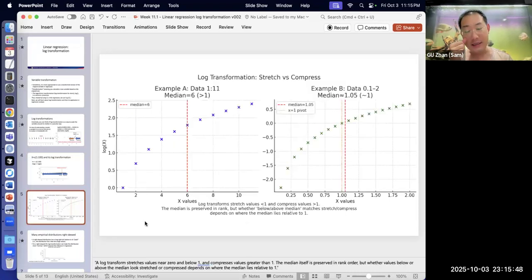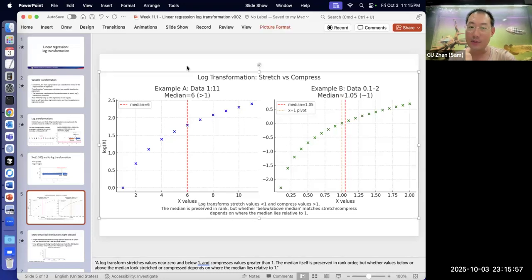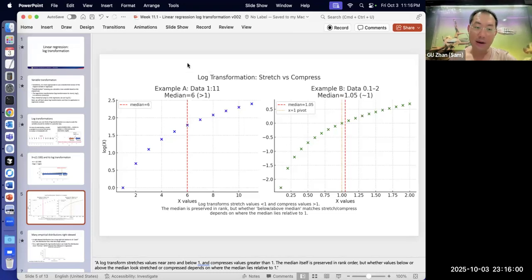Here is another example. Let's say your data sample is from 1 to 11, your median will be 6. It will stay at 6 even after you apply log x. After you apply log x, the value you can see from the y-axis here, the median will still be maintained at 6. When your values are all greater than 1, you will notice that each of the x values gets squeezed.